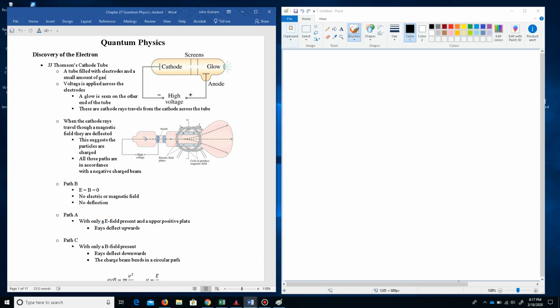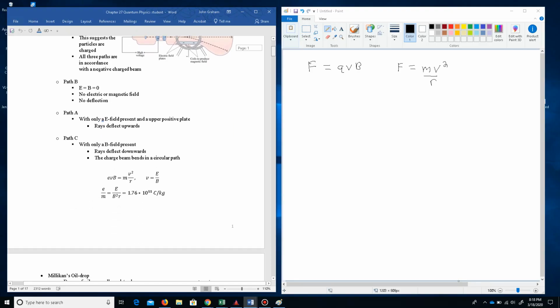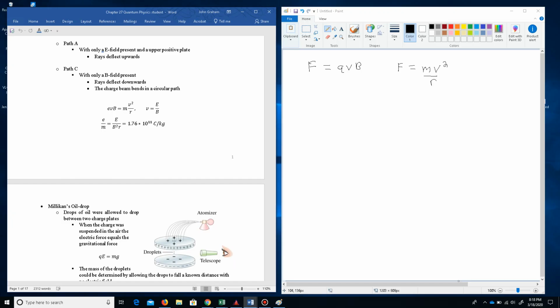And so when you have a B field present here, if we look at the equations for force, we have F equals the charge times V times B. And then since it's deflecting downwards and changing its path, the centripetal force is equal to mass times V squared over R. If we equate these two, we get Q V B equals M V squared over R.